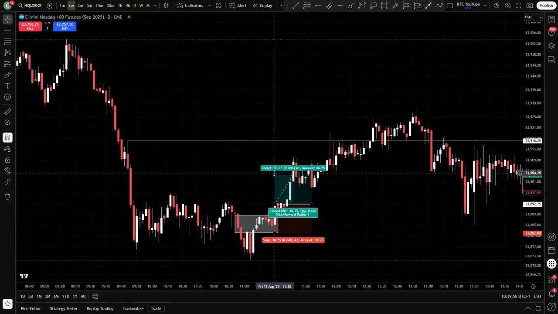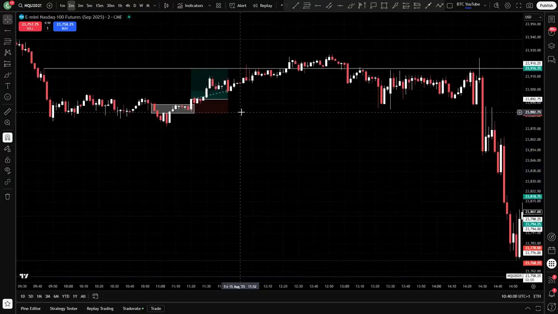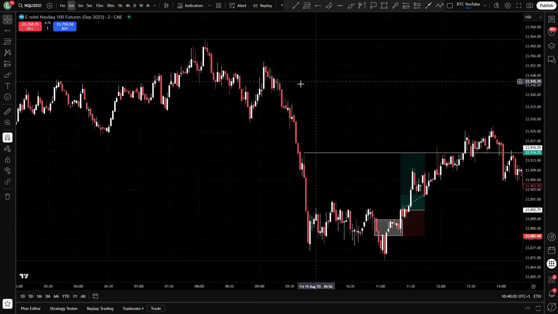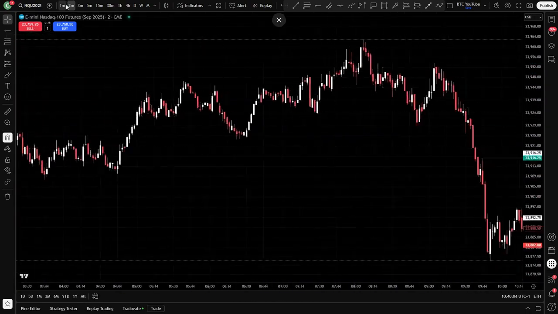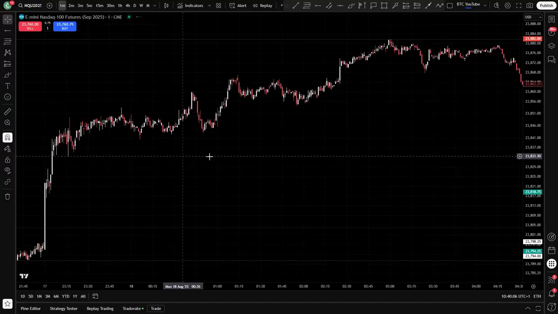There's a pretty obvious wick there. I probably would have taken profits at about 2-to-1, as you can see. The rest would have been break-even. That was a trade that would have worked as well. Let's just continue going across here.